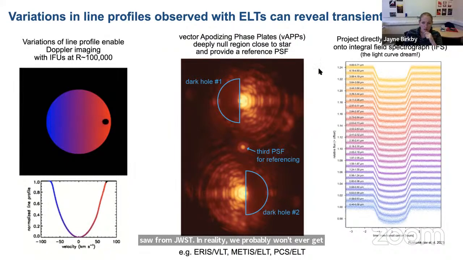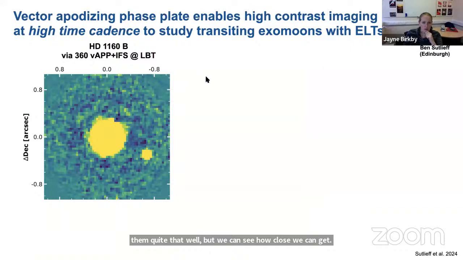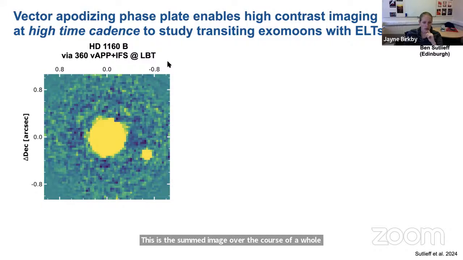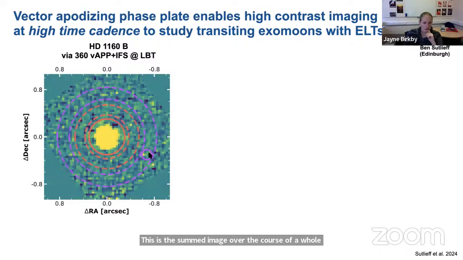So this is the work that I've been doing with Ben. This is looking at a relatively large companion to an M dwarf, using the LBT with its vector apodizing phase plate and integral field spectrograph. So every pixel in this image has an associated spectrum. This is the summed image over the course of a whole night. Individually, you don't see the companion on the right there, but I can show you where it would be here.